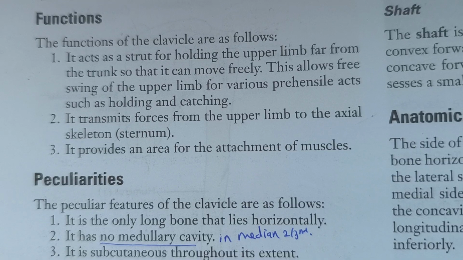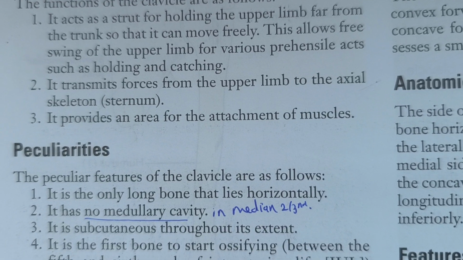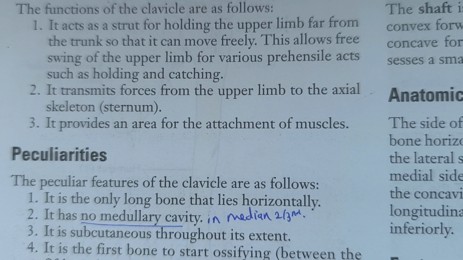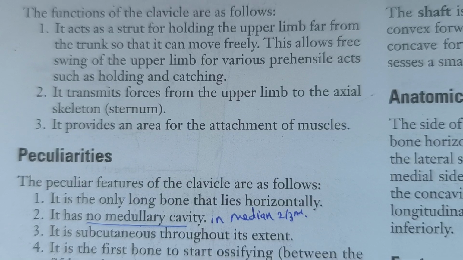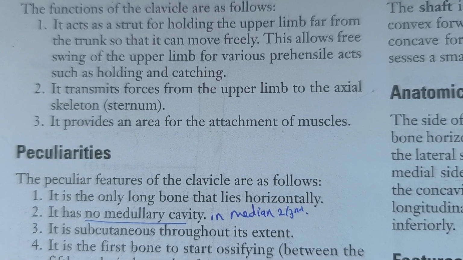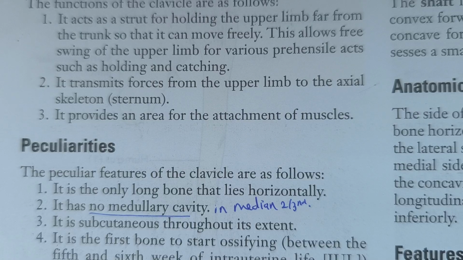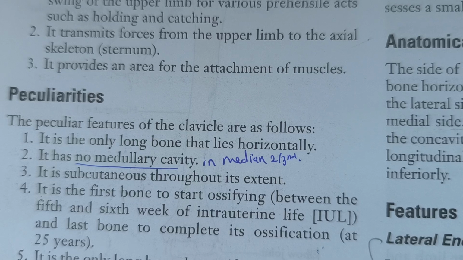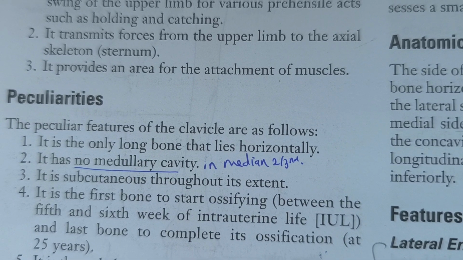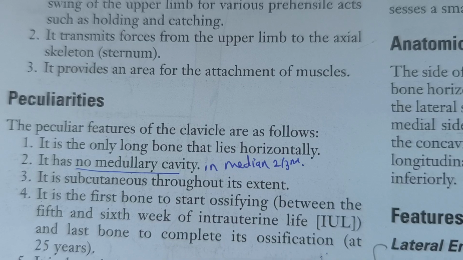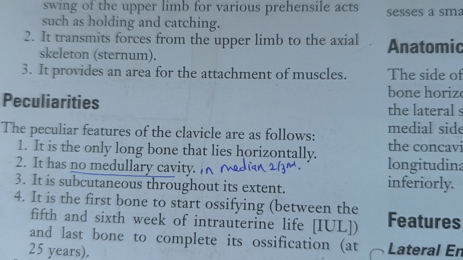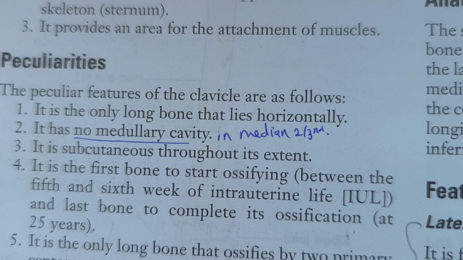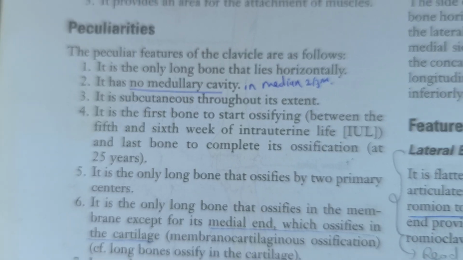Functions. The functions of the clavicle are as follows. First, it acts as a strut for holding the upper limb far from the trunk so that it can be moved freely. It allows free swing of the upper limb for various prehensile acts such as holding and catching. Second, it transmits force from the upper limb to the axial skeleton, the sternum. So it acts as a medium for transmission of the force from the upper limb to the axial part of the body. Third, it provides an area for attachment of muscles.